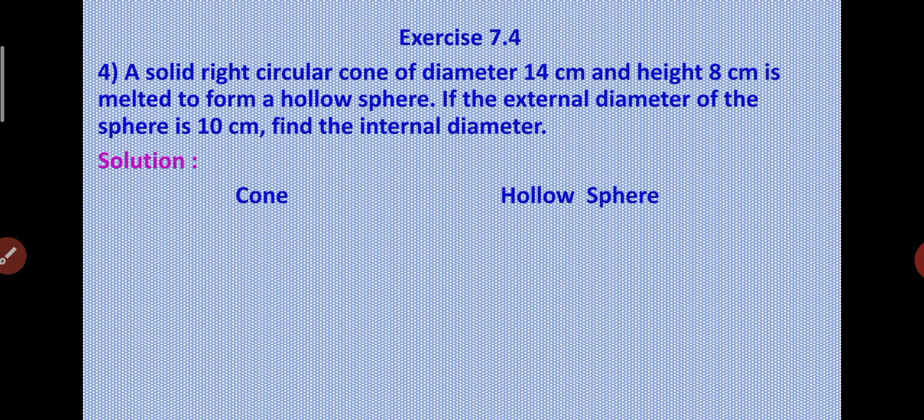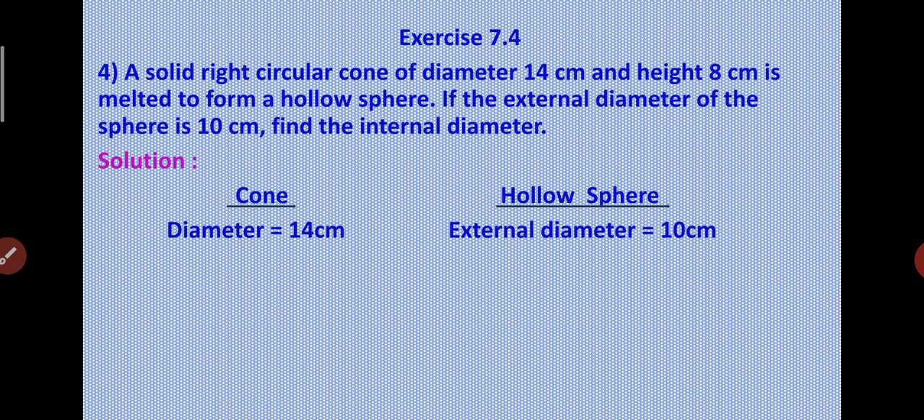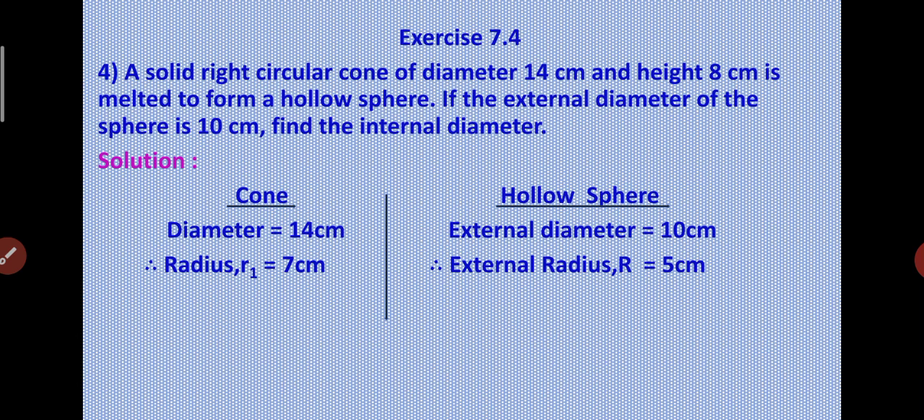Solution. What is given? Measurements of the cone are given and measurements of the hollow sphere are given. So two headings I have followed: cone, hollow sphere. Regarding cone, what is given? Diameter, 14 centimeter. Regarding the sphere, external diameter is given, that is 10 centimeter. So what is the radius of the cone? 7 centimeter. Let it be r1. Radius of the cone, small r1, 7 centimeter.